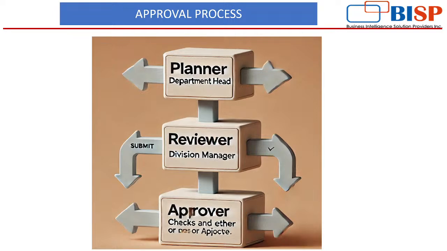So imagine you are part of a family planning a big vacation. You, your older sibling, and your parents all have different roles in making decisions. Now here's how the approval process works in our day-to-day life. You are a planner. So you research and plan the trip details: where to go, activities, cost, etc.